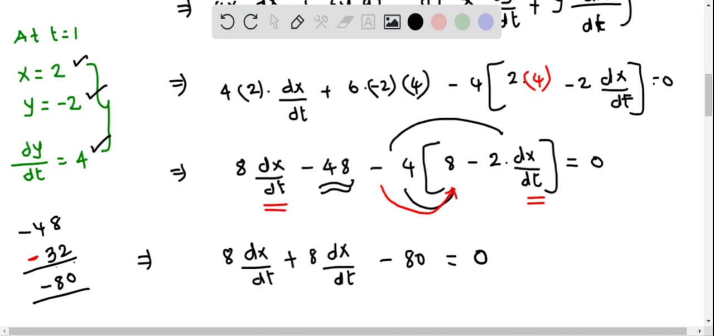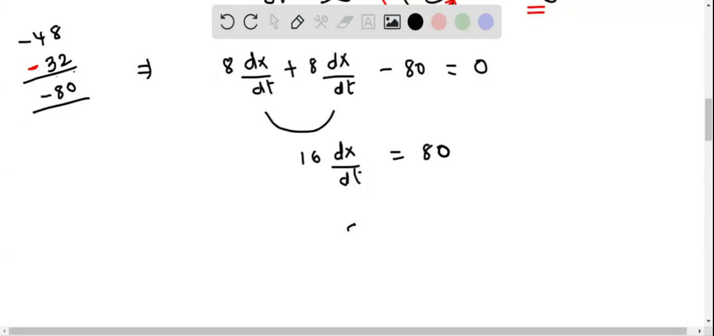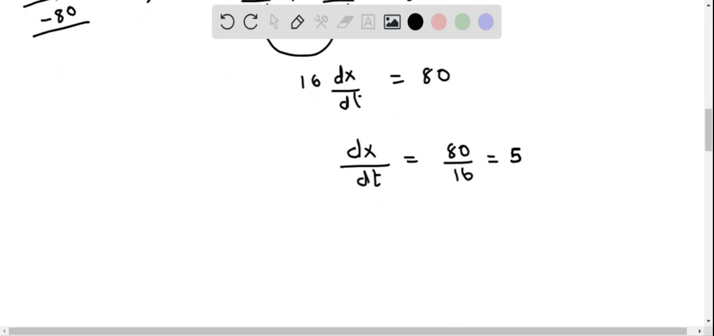Equals 0. Now let's add these two dx over dt terms. 8 dx over dt plus 8 dx over dt is 16 dx over dt, and I can add 80 on both sides, so I get 80 on the right side. Now I divide both sides by 16 so I can solve for dx by dt. This is 80 by 16, which results in 5. So we can finally see that the value of dx over dt equals 5. This is the answer for this question.